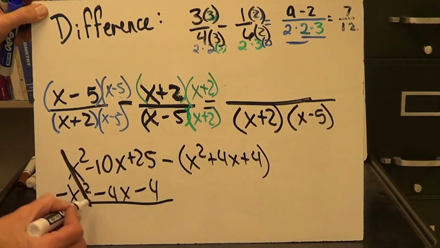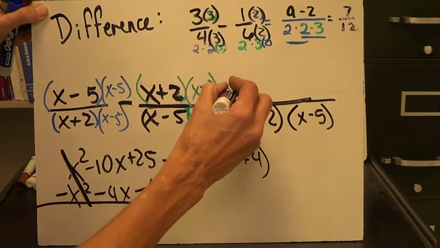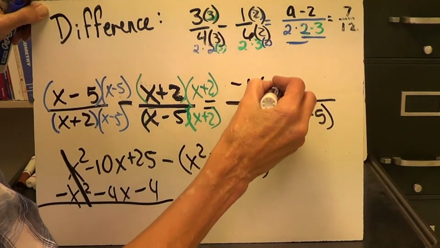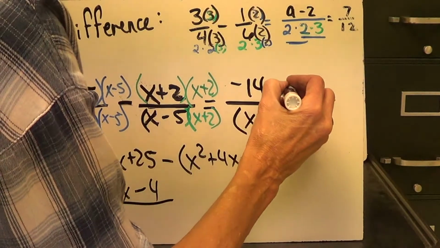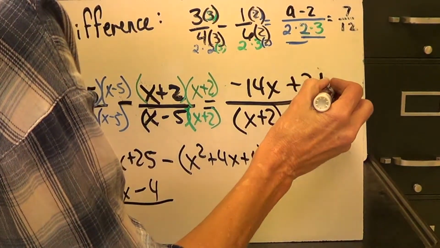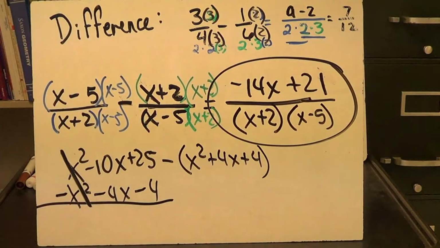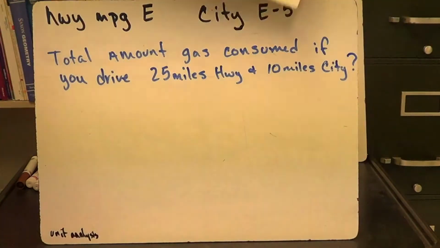X squared minus x squared is nothing. Negative 10x and negative 4x would be a negative 14x. 25 minus 4 would be 21. So there's your answer. Make sure to pause, get it all down, and ask questions in class.